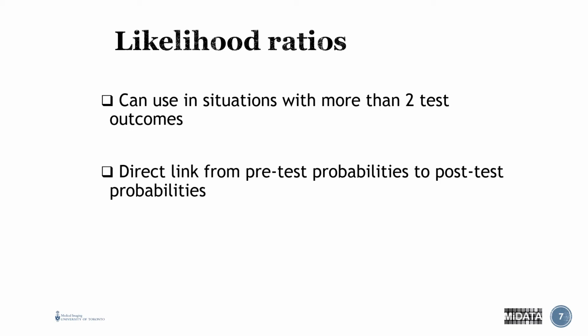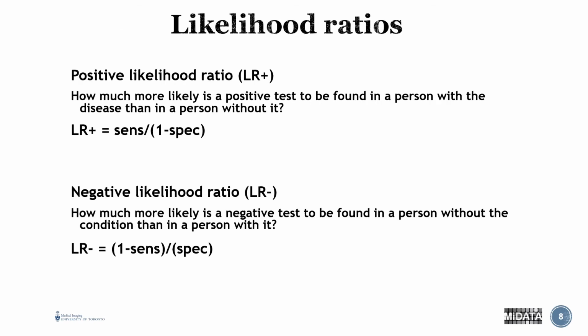The other one that we're going to talk about is that there's a direct link from the pre-test probability to the post-test probability. And we just went through an example of that, where it is important to know what the prevalence of the disease is in order to calculate the post-test probability. Though we've talked about likelihood ratios a fair amount so far, we may not have talked about how we express them in medicine.